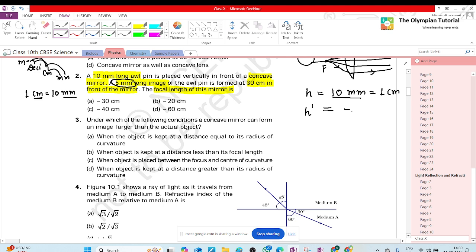Ma'am, 1 millimeter is equal to 1 by 10 centimeter, right? So, yes, ma'am, 0.1 centimeter. Very good.